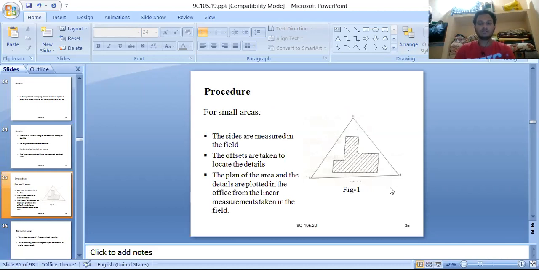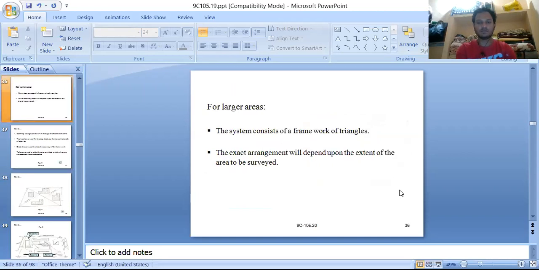Let us see the procedure for smaller areas. The sides are measured in the field and the offsets are taken to locate the details. The plan of the area and the details are plotted in the office from the linear measurements which are taken in the field. Here, figure 1 shows the rough diagram of how we will take measurements.